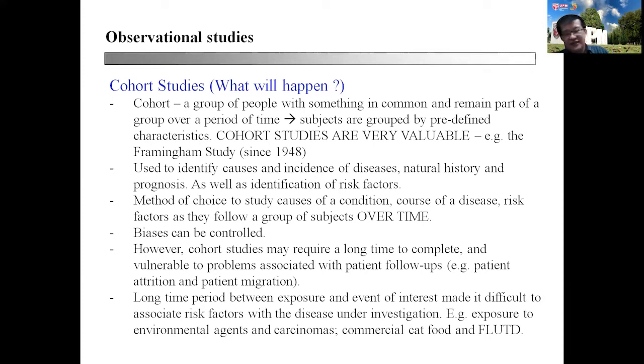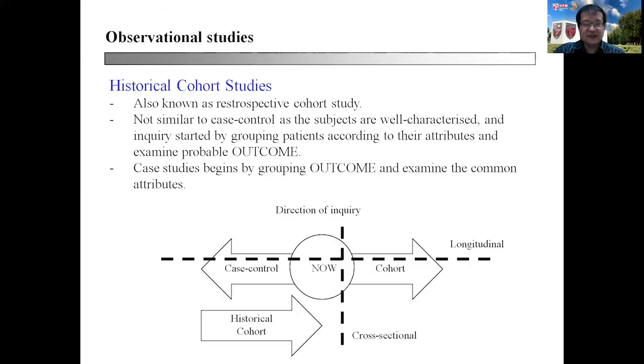And in certain cases, you may also need to contend with the issue of a long time period between exposure and the event of interest. For example, exposure to environmental agents and carcinomas, and the impact of commercial cat food against feline lower urinary tract disease. Both are events that will require an extensive amount of time for us to really follow through our patients until the development of conditions of interest.